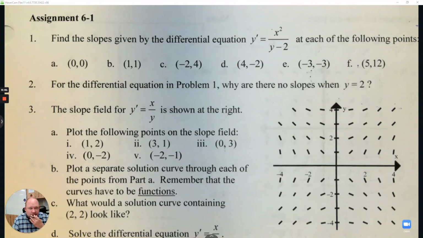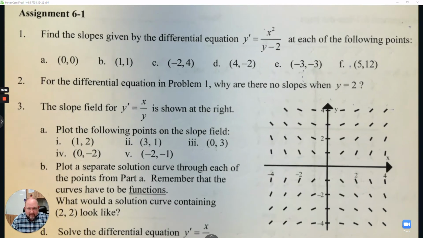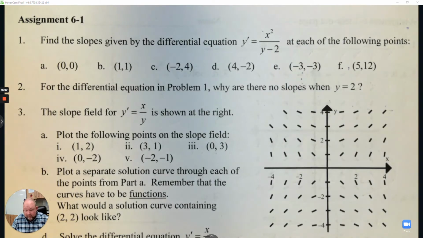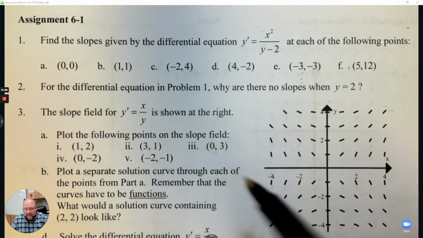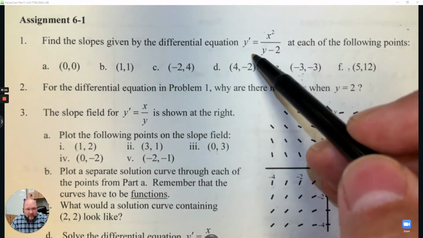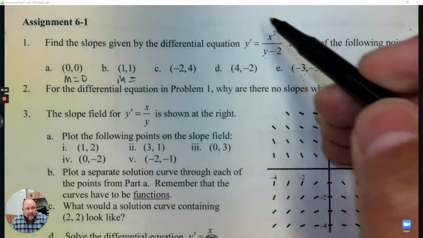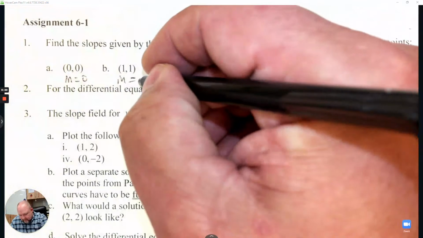All right, assignment 6-1, slope fields. Find the slopes given by that differential equation using those points. So we're going to plug in the x and y and just get the answer. So plug in 0 for x, 0 for y. 0 divided by anything, this answer is 0. Plug in 1 and 1, and you get the answer -1.